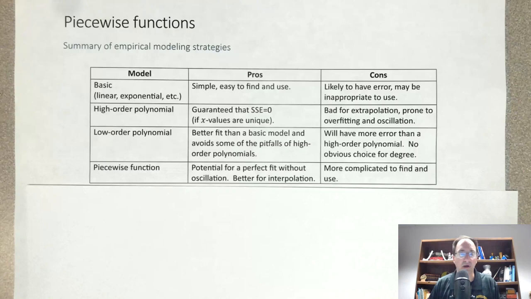So that brings us to our final choice, and that's piecewise functions. And with piecewise functions, we can potentially get a perfect fit still, but probably not have as much oscillation, if any. So the interpolation is probably going to be better, but the downside is extrapolation probably isn't going to make sense. But in the bottle example, we don't need extrapolation anyway.